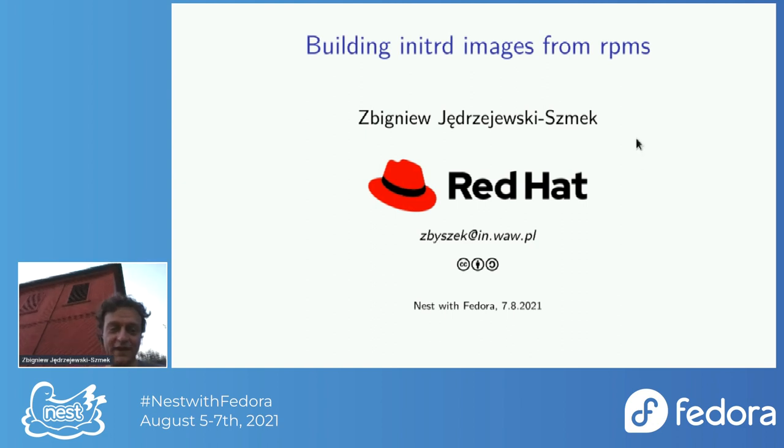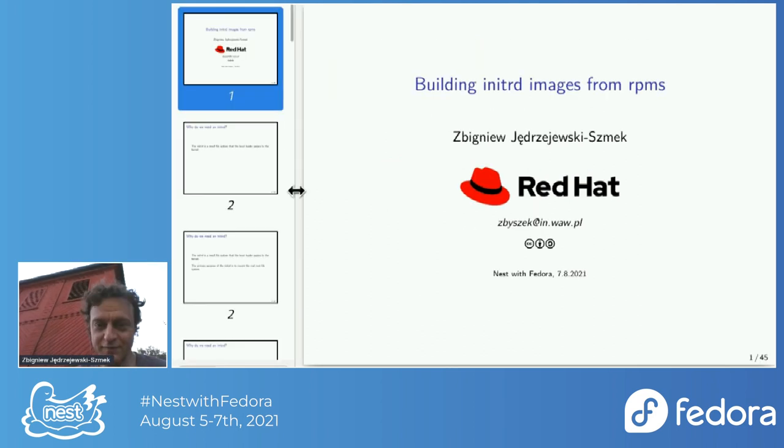And this talk is about a new approach to how we could generate our Initrd images. So a short disclaimer: I don't want to say that the stuff that we did before is bad. I think there were very good reasons to do things the way that they were done, but the technology landscape has changed a bit, and I think it's good to think about a new approach.